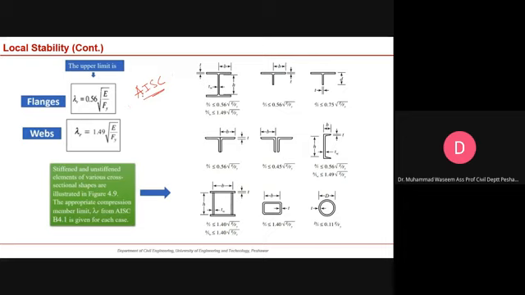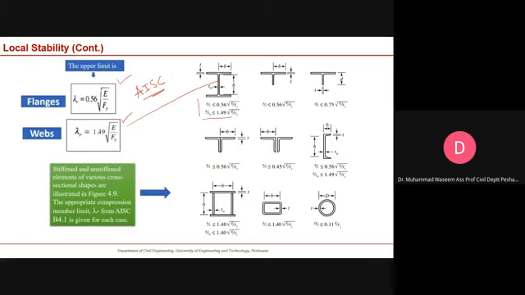You have to calculate the width to thickness ratio and compare it. If you are doing it for the flange, you can use this equation, and if you are doing it for the web, you can use this equation. The ratio should be compared with this. If you are checking the susceptibility of your cross section, and you are checking the flanges, you have to compare it with this one. So different equations are given here.